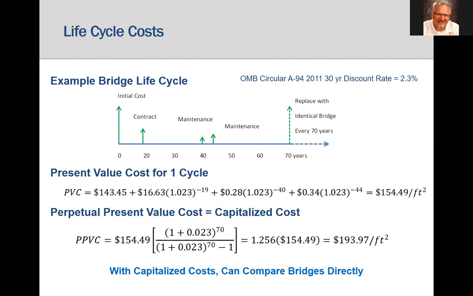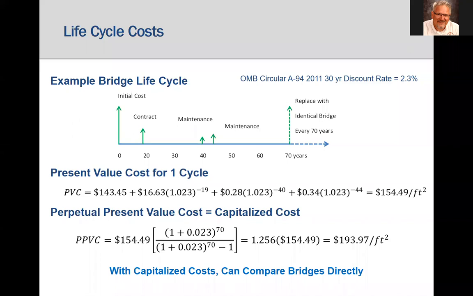Using a discount rate from the Federal Office of Management and Budget of 2.3% that takes into consideration inflation of the future 2014 dollar costs, a present value cost, just like you did in Vista 2, of the bridge's life cycle can be determined to be $154.49 per square foot by discounting the future costs back to the year of 2014. This means that if $154.50 per square foot was put away when the bridge was built, the amount could pay for the initial costs and all future costs for that bridge cycle.